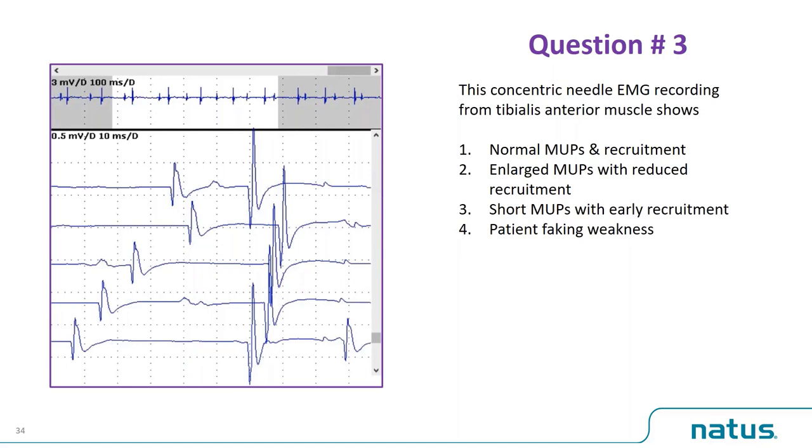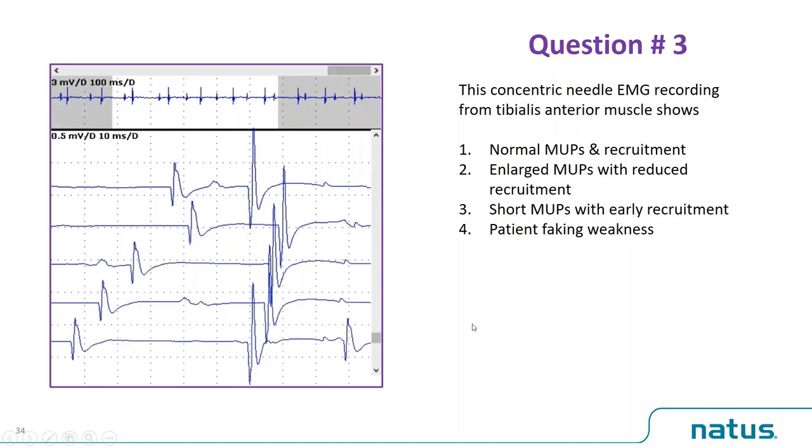But if you look very carefully, you will notice that this large potential also has a satellite component over here. This would have been seen very easily. So this was a tricky question. So my answer is going to be normal MUPs and recruitment, because if you are going to do it quickly, my emphasis over here was on recognizing the waveforms and firing rate. But strictly speaking, there is a slight abnormality in this motor unit potential.